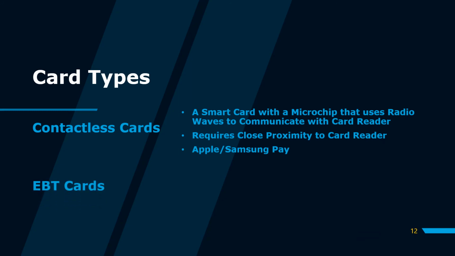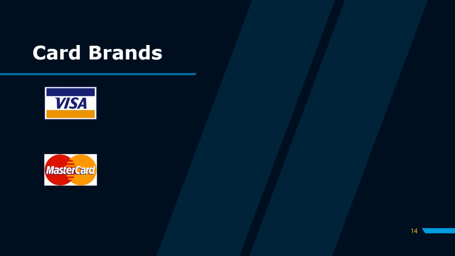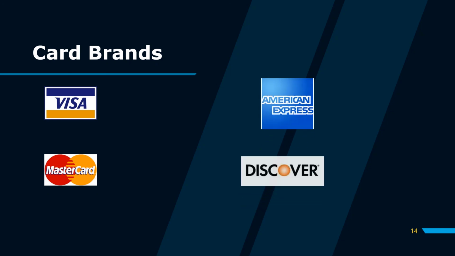There are also EBT cards, which stands for Electronic Benefits Transfer Cards. Such examples of these cards are food stamp cards, military payment, and Social Security payment cards. For these, only a per-item fee is charged to the merchant. Finally, you have the 4 major card brands, which are made up from Visa, MasterCard, American Express, and Discover.